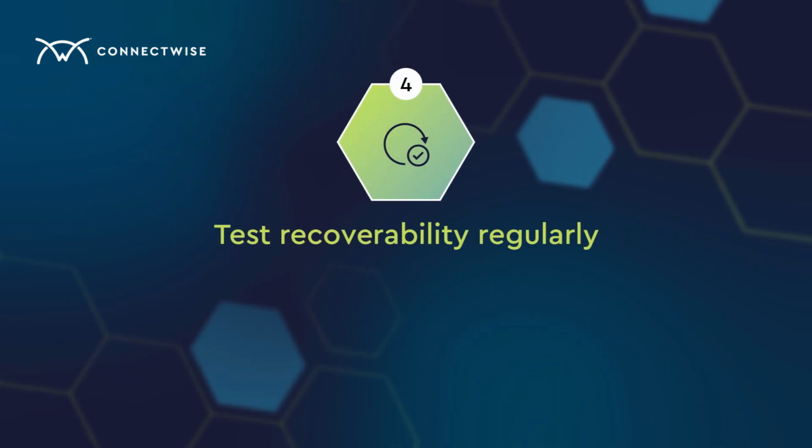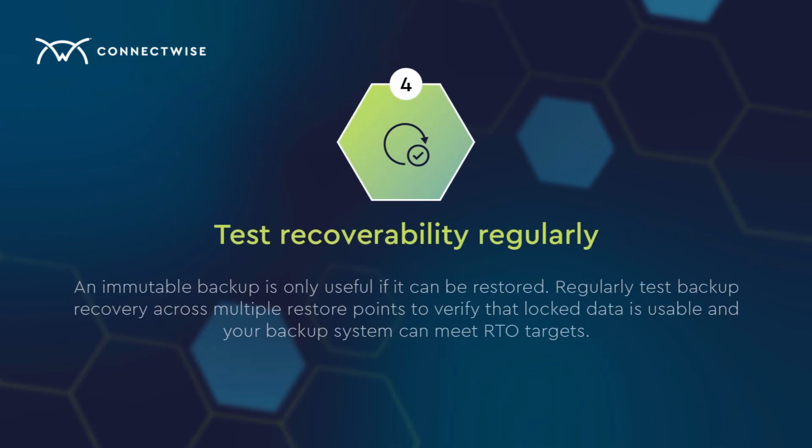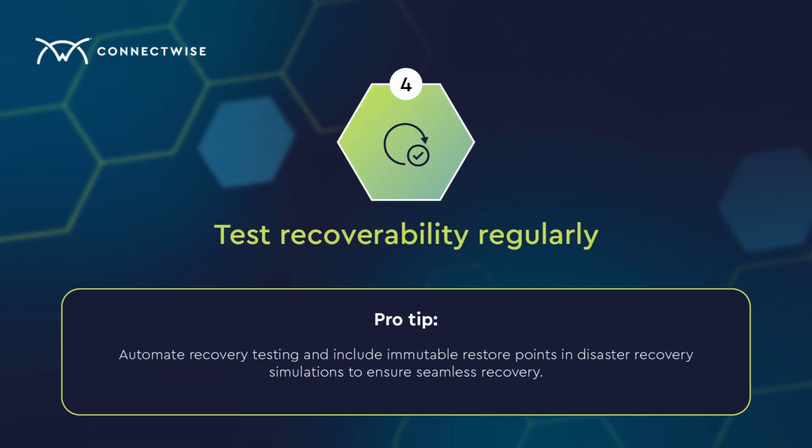Number 4. Test recoverability regularly. An immutable backup is only useful if it can be restored. Regularly test backup recovery across multiple restore points to verify that locked data is usable and your backup system can meet RTO targets. Pro tip: automate recovery testing and include immutable restore points in disaster recovery simulations to ensure seamless recovery.